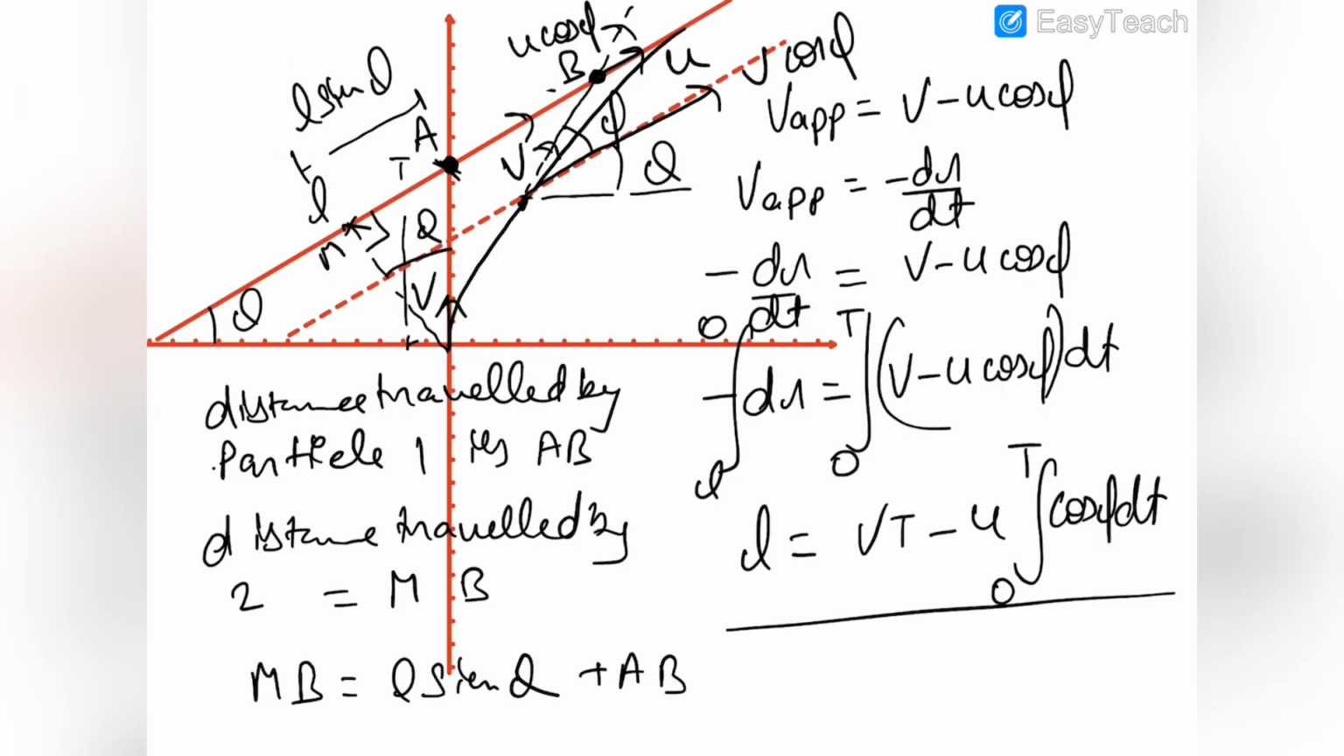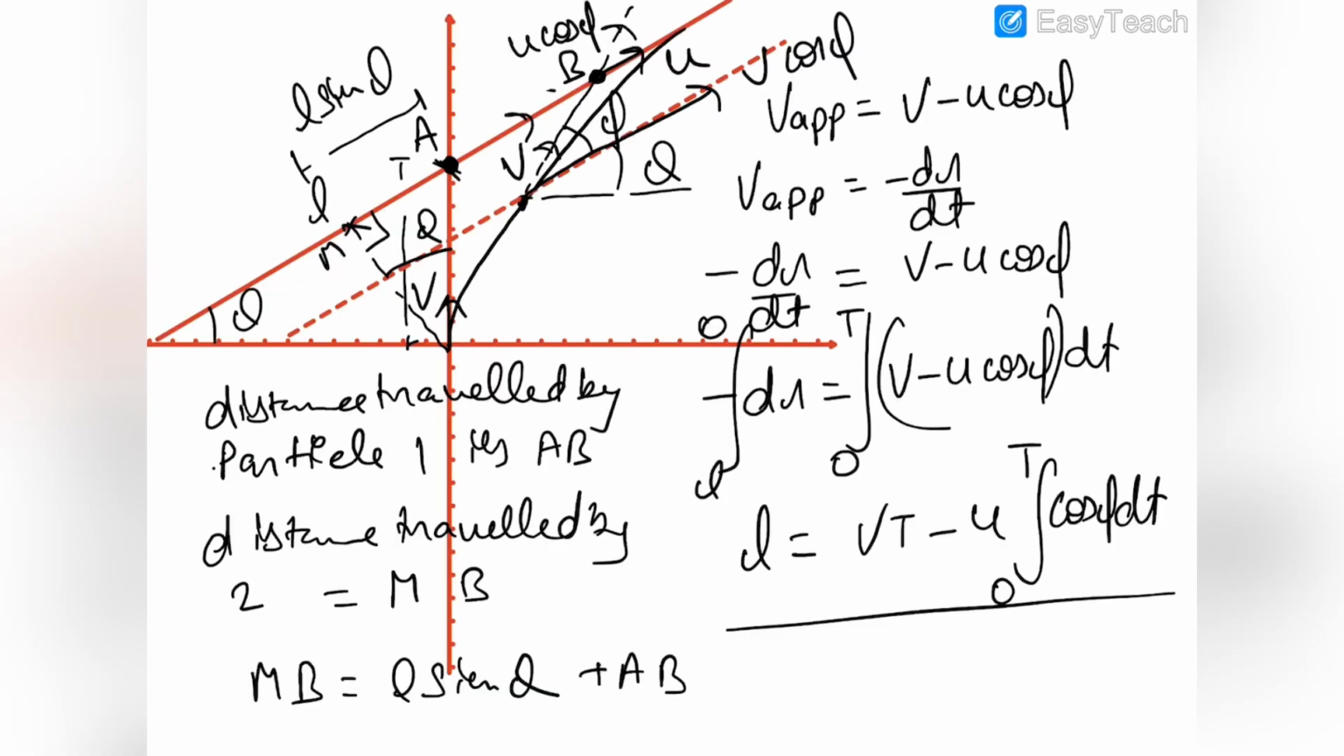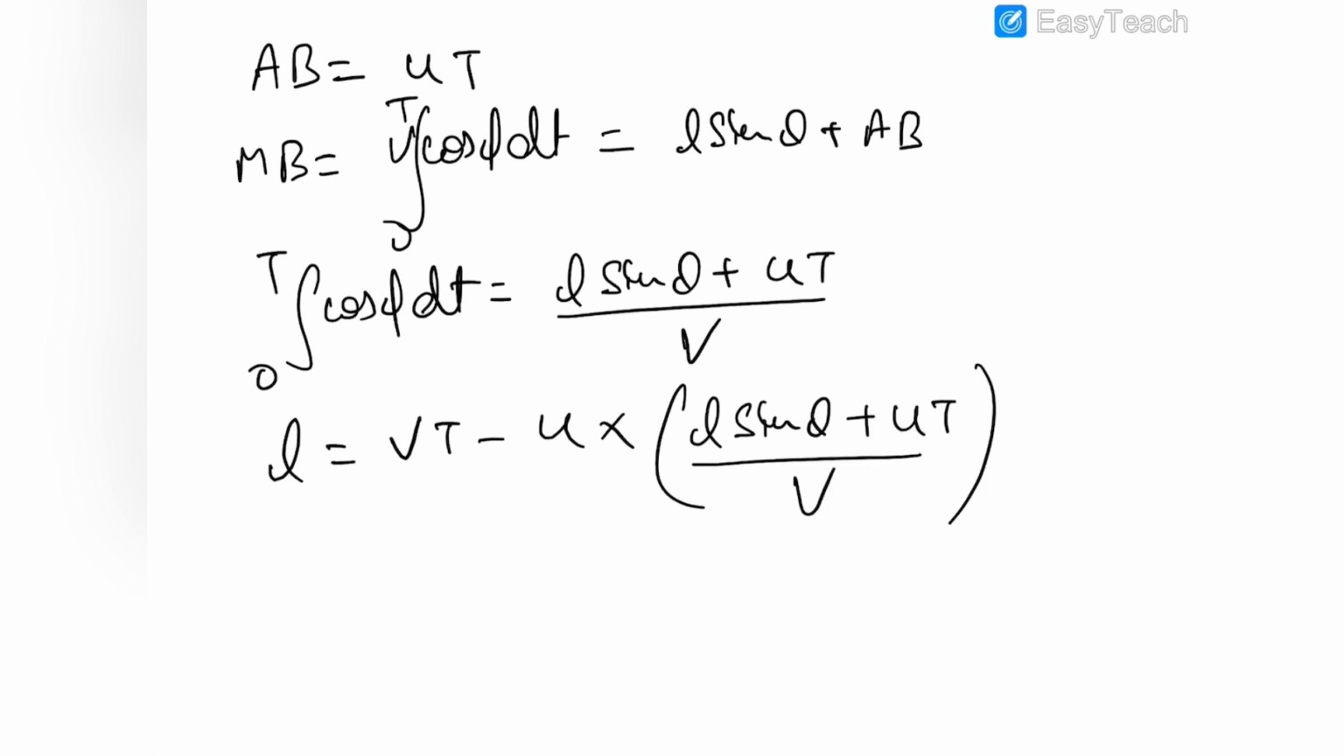So L is equal to Vt minus U into (L sin theta plus Ut) divided by V. Okay, so you can see that this is VL. We have to find out T. So VL is equal to V square T minus UL sin theta minus U square T.